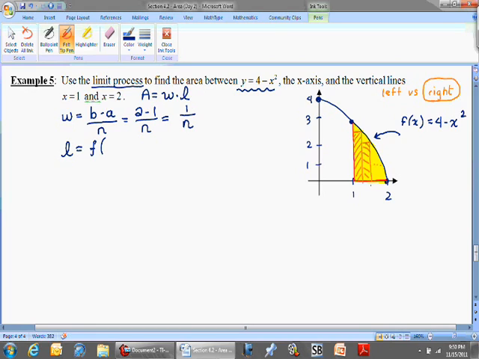Now, this particular example utilizes something that we don't tend to think about very often, and that's the fact that our left endpoint up here is not a 0. And that's got to be a sort of a red flag that you're going to have to think about any time that you have a left endpoint other than 0.